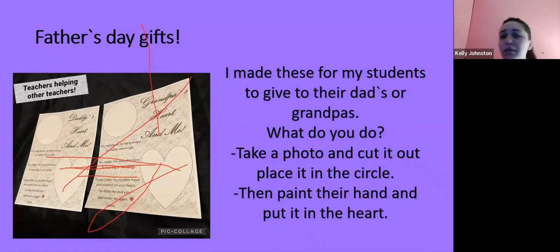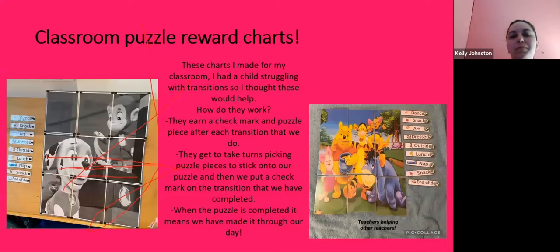So something easy. You can pop it in a frame, and there's your Father's Day gift or your Grandpa's Day gift. And they can make a cute little card to go with it. So just something easy to do, and something cute. So I made that for our kiddos for Father's Day.